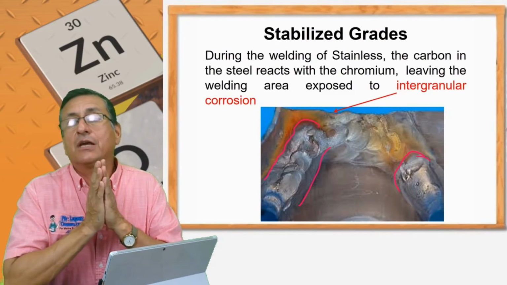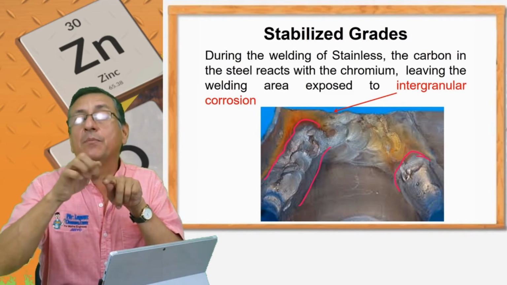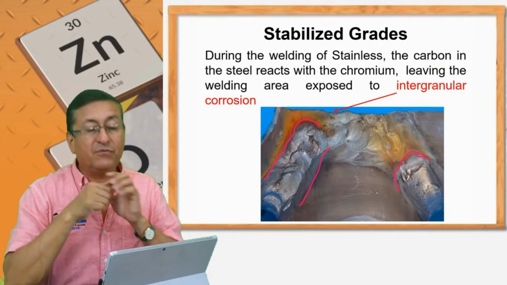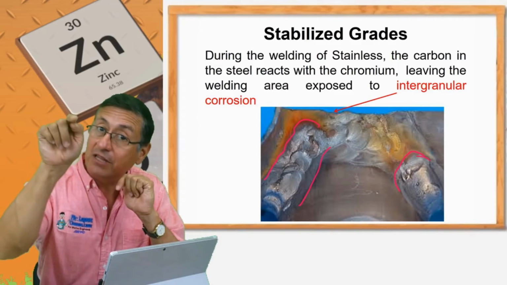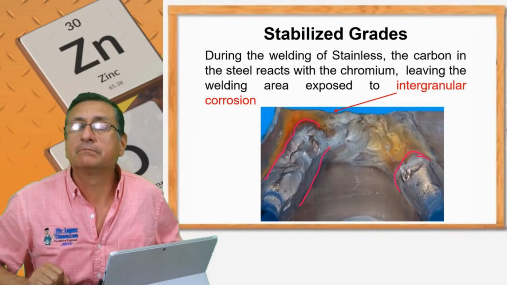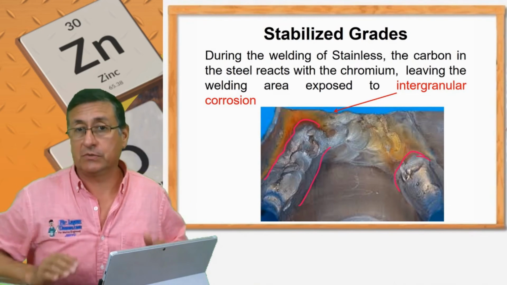Intergranular corrosion is the corrosion in the boundary around the carbon deposits. That's the corrosion in that area. But if you have a high level of titanium, you eliminate that possibility. For that reason, it's used in surgical elements, because it eliminates the intergranular corrosion.